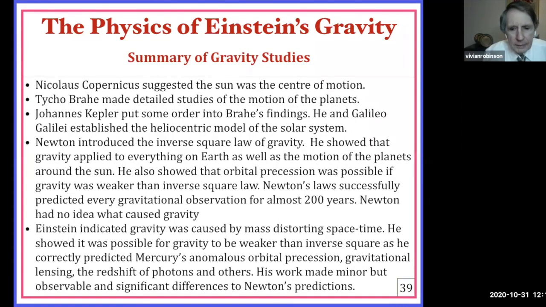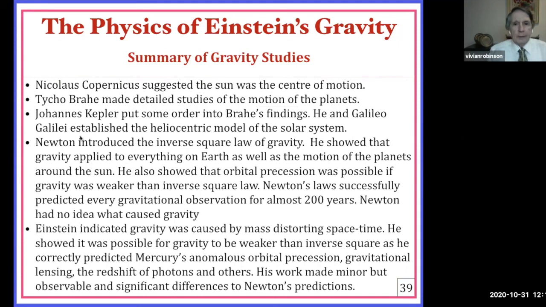Look, I'd just like to go a little bit through the understanding of gravity. I think you all know Nicholas Copernicus suggested that the sun was the center of motion. Tycho Brahe made detailed studies of the motion of planets over many decades. Johannes Kepler put some order into Brahe's findings. He and Galileo Galilei established the heliocentric model of the solar system. Newton, using some of Kepler's results, introduced the inverse square law of gravity. He showed that gravity applied to everything on Earth, as well as the motion of the planets around the sun.